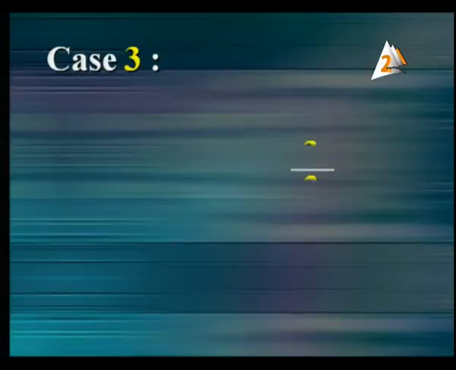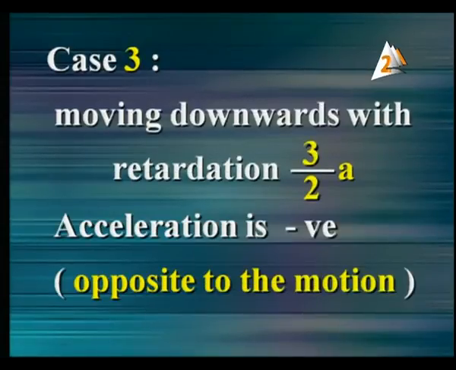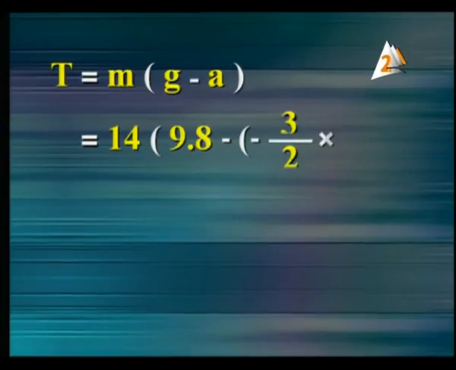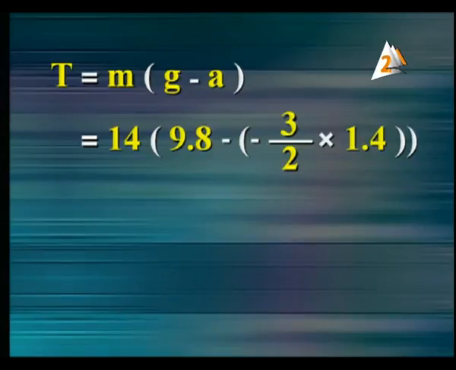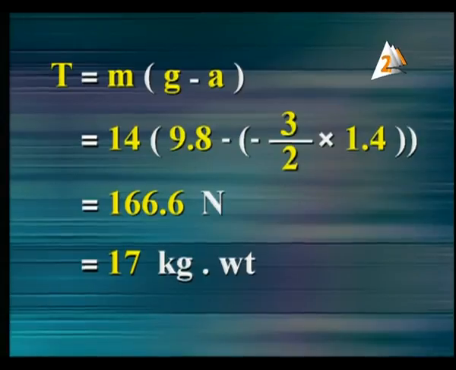But in the third case, when the lift is moving downwards with retardation 3/2 A, acceleration is negative because it is opposite to the motion. So T equals m times (g minus a). Therefore, m equals 14, open bracket, 9.8 minus, open bracket, negative 3/2 times 1.4, to get the final answer 166.6 Newton equals 17 kilogram weight.